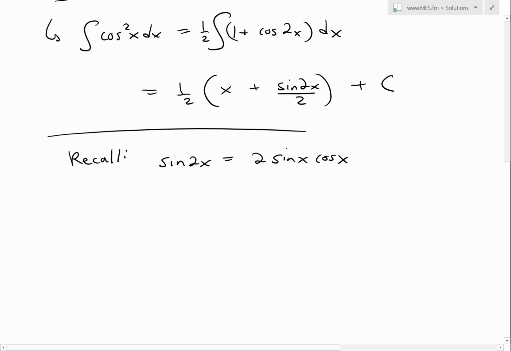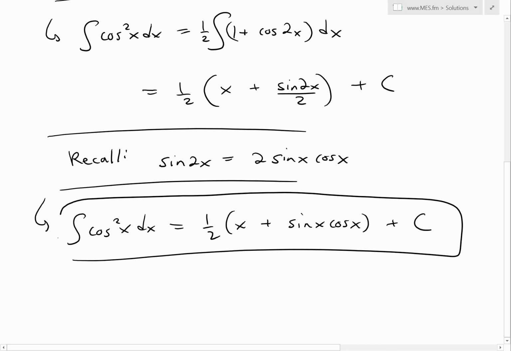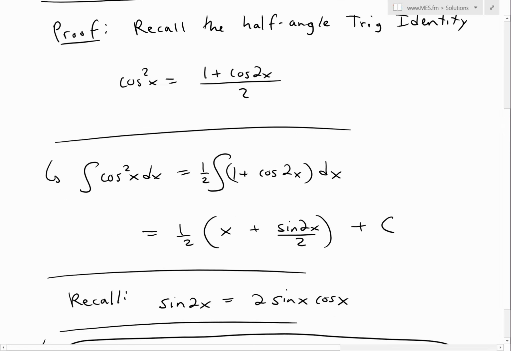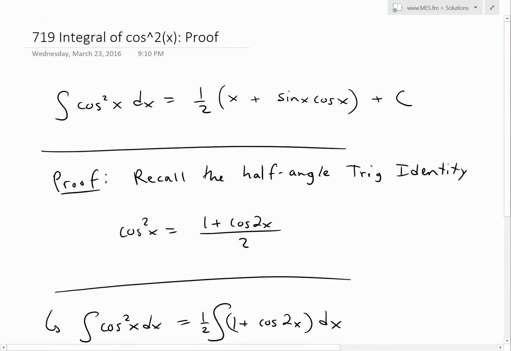Now we just put that in: the integral of cosine squared of x dx is equal to 1/2 x, and when you plug in this 2 sine x cos x, the 2s cancel, and we're just left with sine x cos x, and then plus a constant c. And there is our answer, and this is the exact same thing as over here. That's just a simple proof video for this integral.